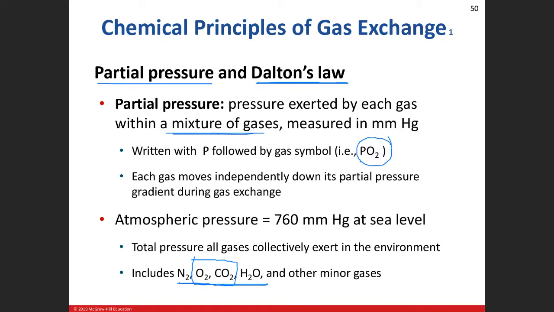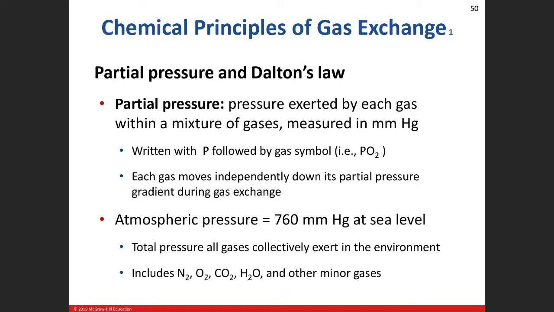The partial pressure of oxygen is the amount of pressure that it's exerting on everything, and the other gases that are mixed into this room. Same with nitrogen, same with carbon dioxide, helium, all those other gases that I mentioned. We measure that in millimeters of mercury. So when we're talking about PO2, we're talking about the partial pressure of oxygen.